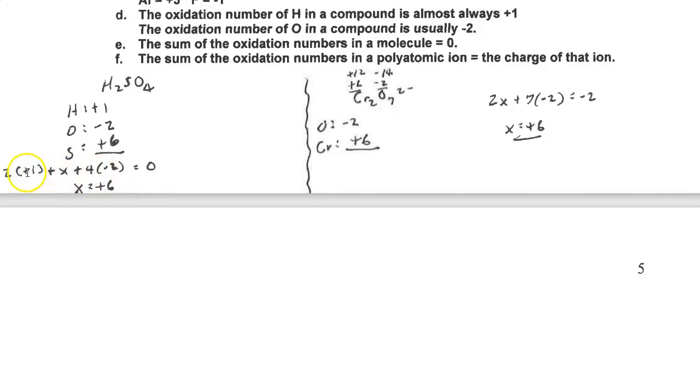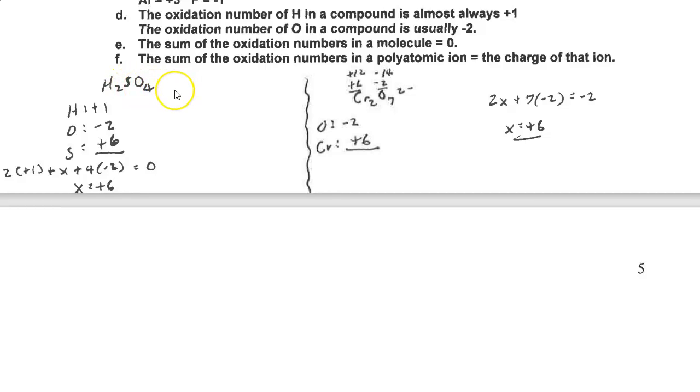Sure I can. 2 times 1 is 2. So 2 plus X plus, that's a -8 there. So 2 minus 8 is -6. So X minus 6 is equal to 0. So therefore X is equal to what? It's got to be equal to +6. See? We're using the fact that we know all the rest of these and not the sulfur and these 2 rules to figure out what the sulfur is.